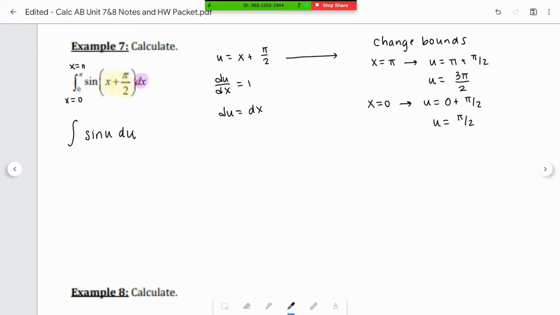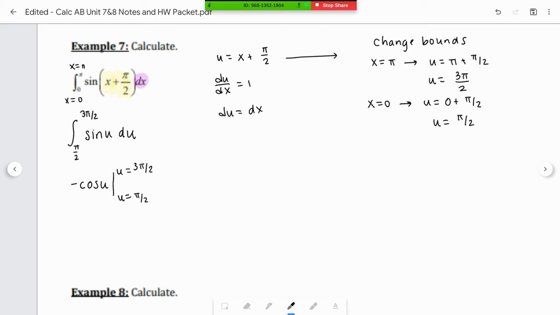So then I'm going to plug those back into my integral. My u integral is going from pi over 2 to 3 pi over 2. And then we can anti-differentiate this. The antiderivative of sine is cosine, but it would be negative cosine, because the derivative of cosine is negative sine, so the derivative of negative cosine would be positive sine. And then we're going to evaluate this from u equals pi over 2 to u equals 3 pi over 2.